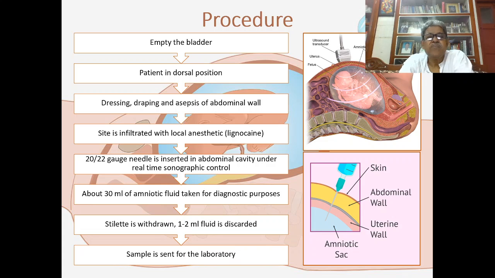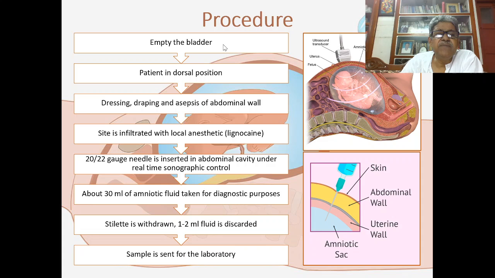Now, come to the procedure. The protocol followed here is a very simple procedure. First, you see the figure here, that is the ultrasound transducer. Here is the amniotic fluid collected by the syringe. It is the uterus, that is the fetus. Here you see the ultrastructure, that is the skin and its different layers, the abdominal wall, uterine wall, and the amniotic sac. Follow the protocol.